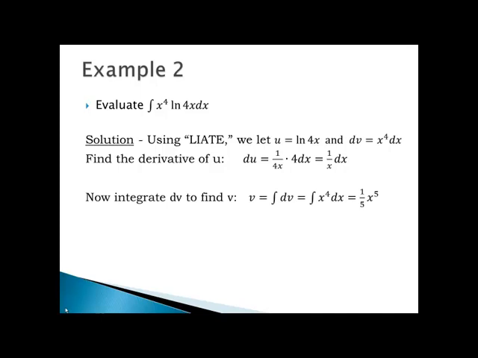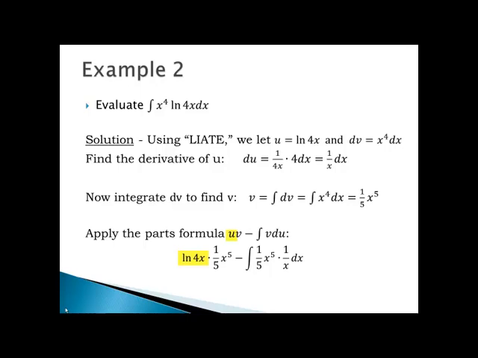Now I'll integrate dv in order to find v. v is the integral of dv, and dv was x to the 4th power dx. So the antiderivative of x to the 4th power is 1/5 x to the 5th. Now apply the parts formula. uv minus the integral of v du. Well, u was the natural log of 4x, and v was equal to 1/5 x to the 5th, minus the integral of v, again v was 1/5 x to the 5th, times du. du was 1 over x dx.